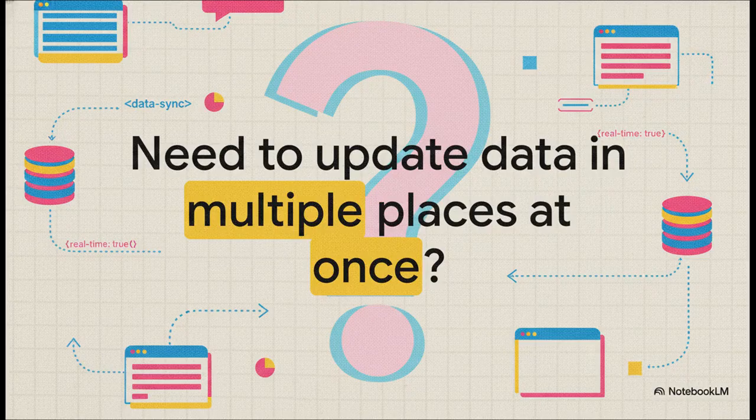All right, let's kick things off with a problem that I'm sure gives a lot of web developers a headache. Picture this. You've got a stock price, maybe a user's name or a live game score. That one little piece of data has to show up everywhere. In the header, in a sidebar, in a big chart. So how do you keep all of those spots perfectly in sync without writing a giant tangled mess of code?